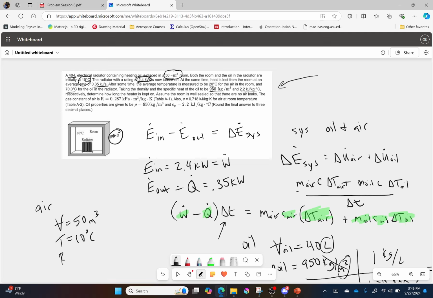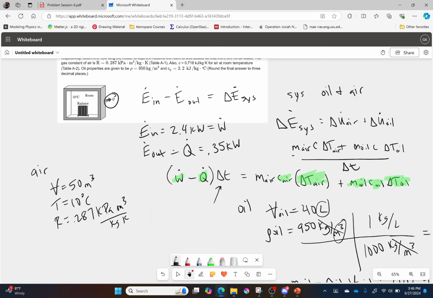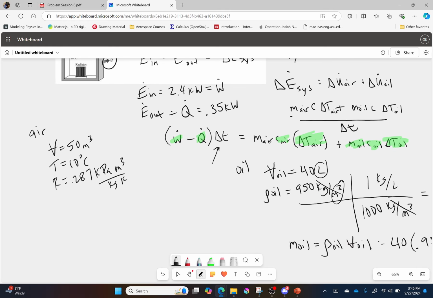It gives me the specific gas constant of air, which is 0.287 kilopascals meter cubed per kilogram Kelvin. And nothing else on the density side. If only there was an equation that could connect all this together. Oh wait, ideal gas equation. Air we can assume is an ideal gas. Why? Because it's not at crazy pressures or something. This is a regular room, and hopefully this room is not pressurized insanely.